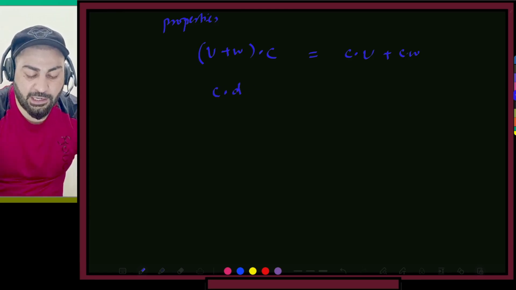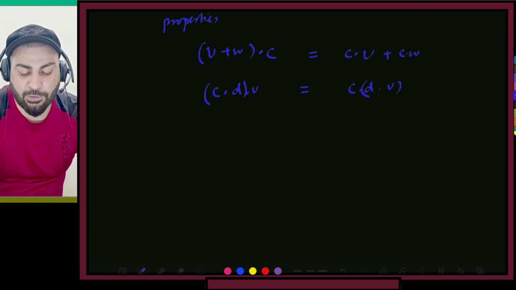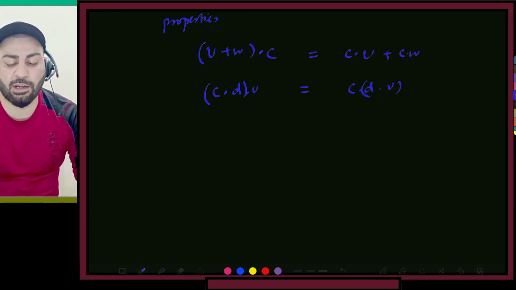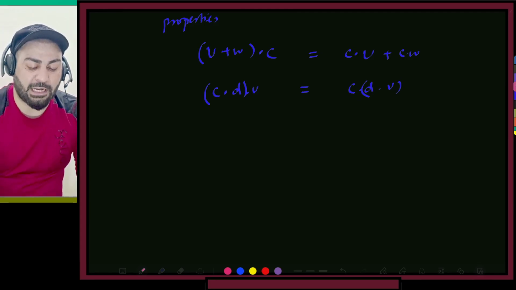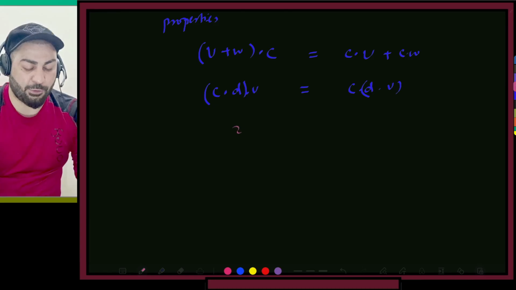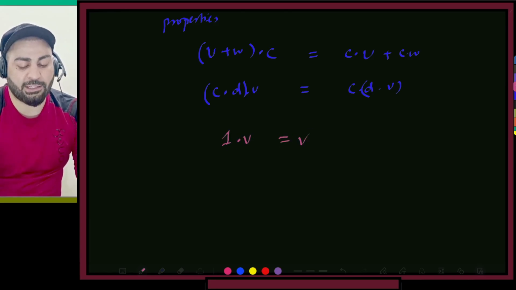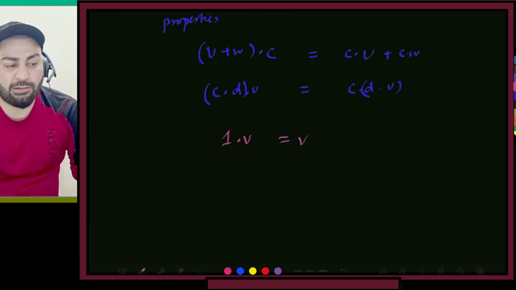If you have c, d and v, if you perform this first, this will be equal to if you perform it like this. I don't need to explain the properties now because I hope you will understand them. Here you can also have multiplication identity. If you have, let's suppose, scalar 1, you multiply it, and you'll again get the vector v back. And then you can have a zero vector.